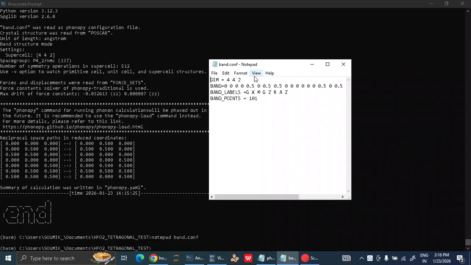So for the conventional cell, I am generating a 2x2x2 supercell from my conventional unit cell, and for the primitive cell, to get correct stability, we have to use 4x4x2. For my case, the tetragonal hafnium oxide structure, I used 4x4x2.